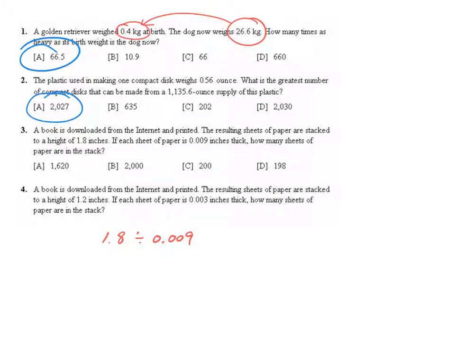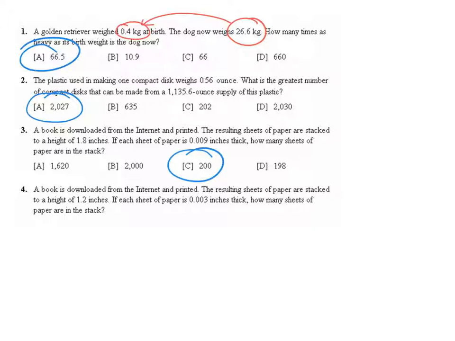I have a decimal divisor, so I need to multiply by a power of 10. In this case, it's going to be 3 tens, which is 1,000. I'll have to do the same thing to the dividend, 1, 2, 3, so I will need to put in 2 zeros, but I'm going to multiply it by 1,000. So that becomes 1,800 divided by 9. And this is a problem I don't even need to set up the long division. 18 divided by 9 is 2, and then I have 2 zeros. So my answer is 200 sheets of paper are in this stack.